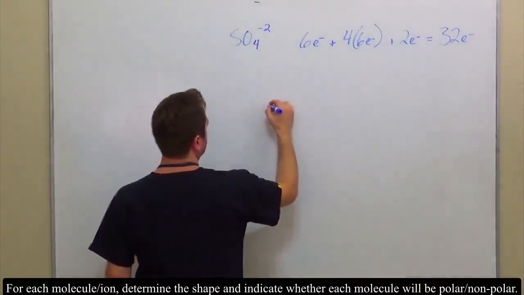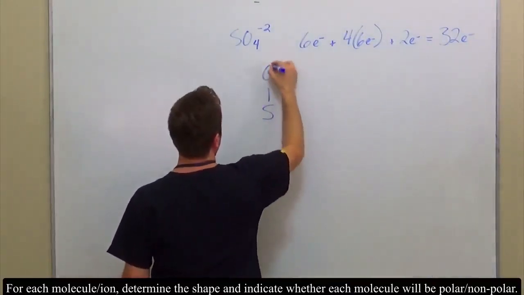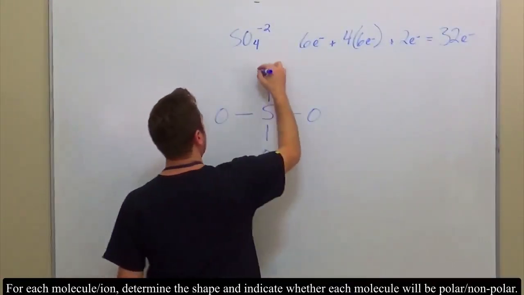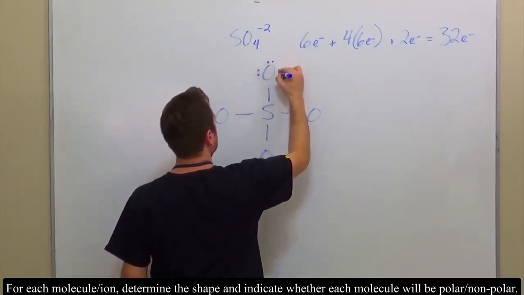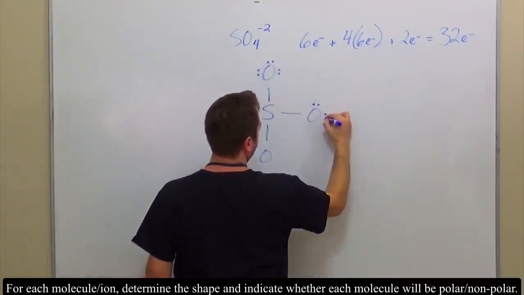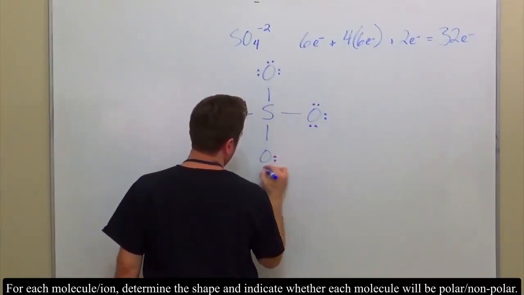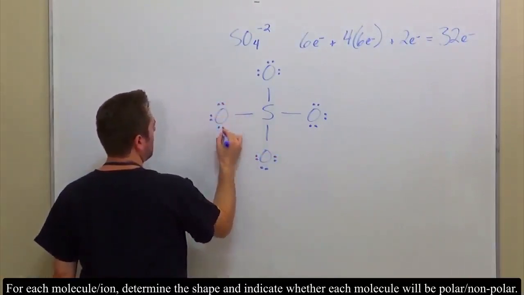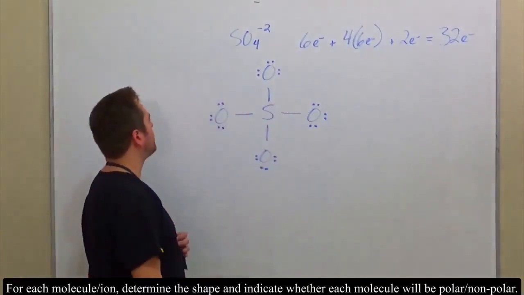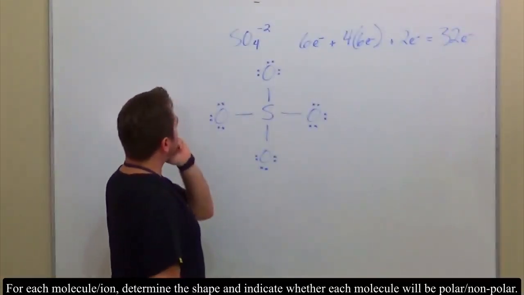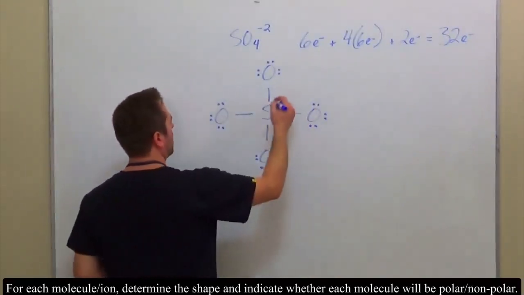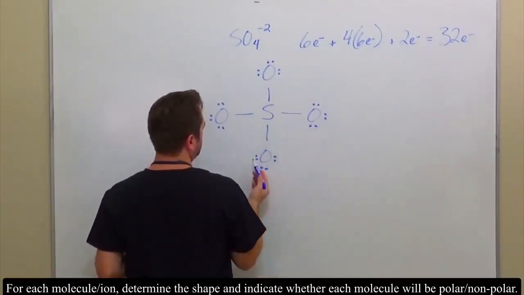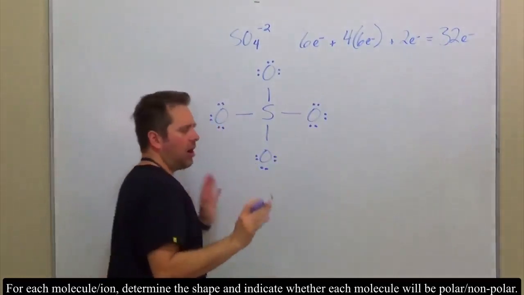Okay, so sulfur is in the middle, and I'm going to go ahead and bond it to the 4 oxygens. And then let's satisfy the octet on all the oxygens. Okay, and even sulfur's octet is satisfied. Well, all right. Here's the thing we have to remember. Well, actually, number 1, let's check our 32 electrons. So 2, 4, 6, 8, 10, 12, 14, 16, 18, 20, 22, 24, 26, 28, 30, 32. All the electrons are accounted for.